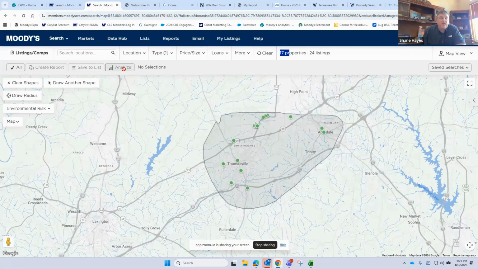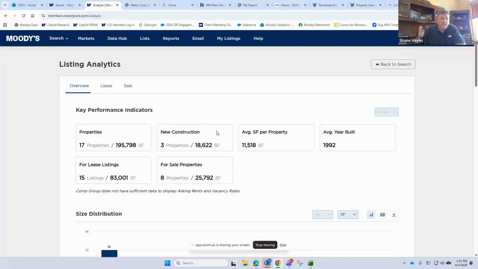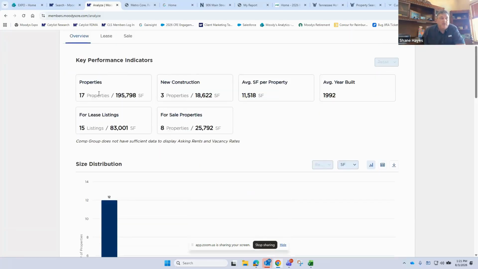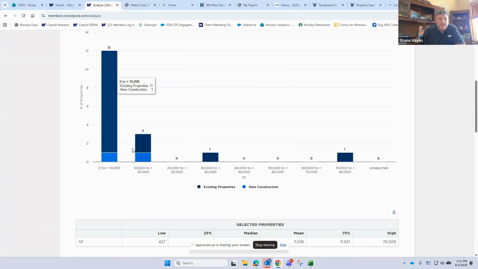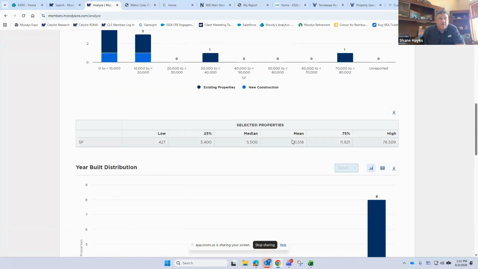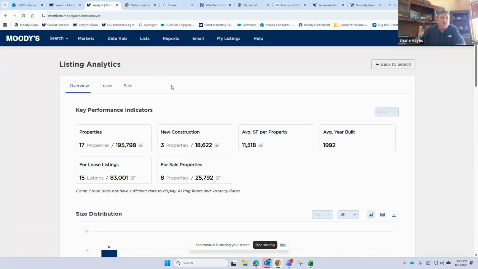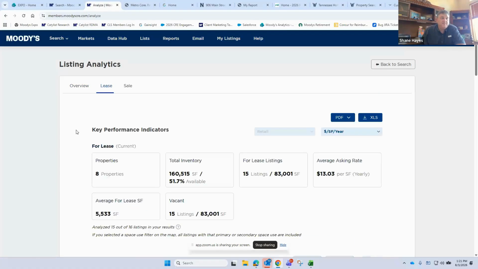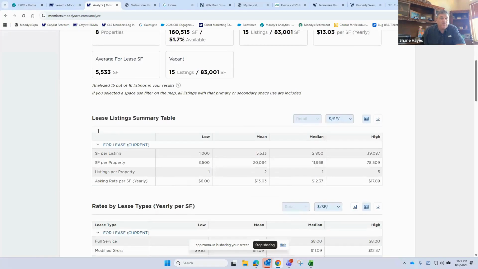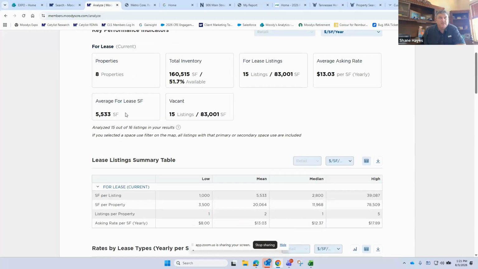Once you're done, you hit analyze, and it's going to analyze this information at a smaller data set than the 5,900 listings that we were looking at earlier. From here, you can see the 17 properties, how much square footage those consist of, 3 under construction, the average square foot, built, and so on and so forth. And again, you're going to have some very similar data down here at the bottom, and this is going to look specifically at these 17. Now you can come up here and look at the lease listings, and it's going to break that information down for you. It's going to give you a little better idea of what these properties are doing.